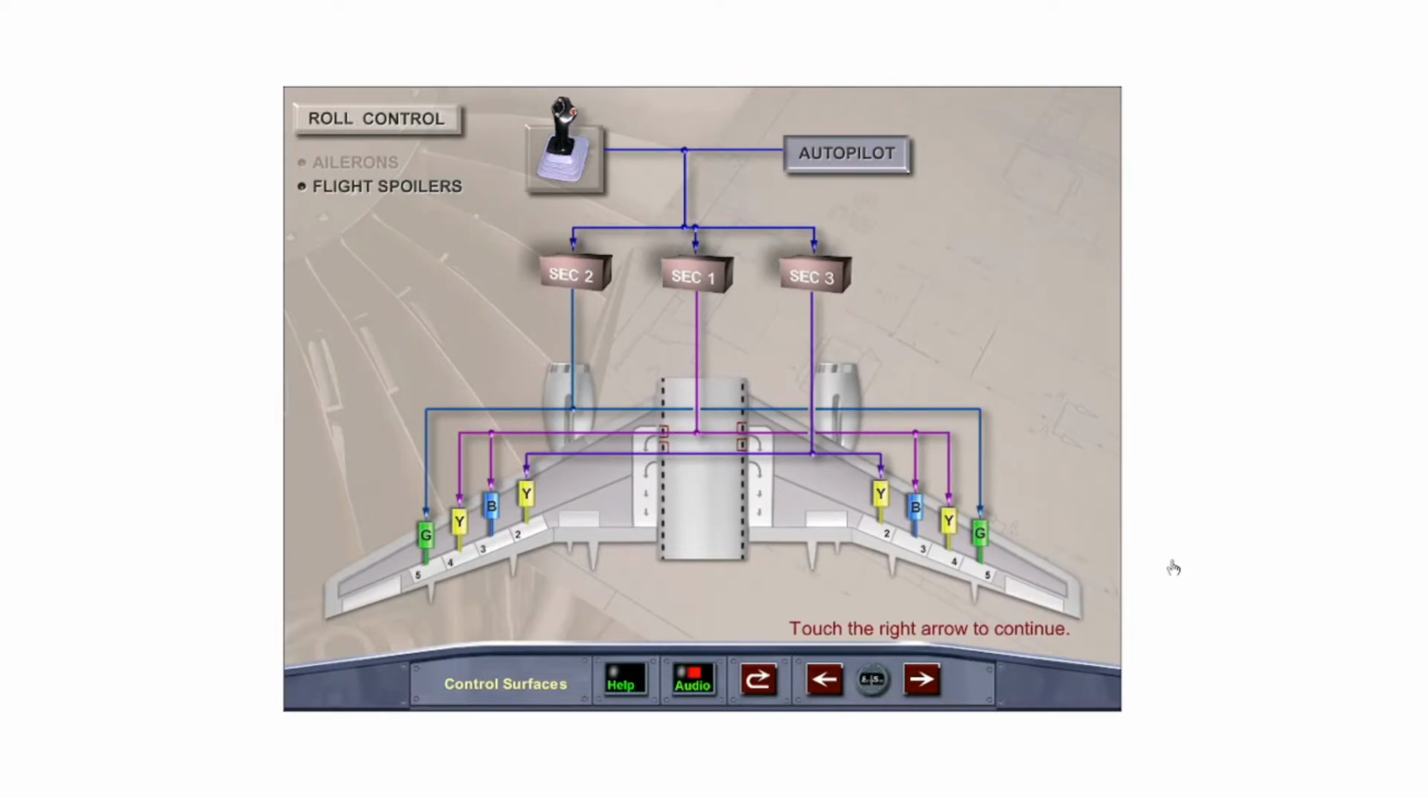Each spoiler panel is positioned by a single servo jack and is powered by a combination of one of the 3 hydraulic systems and one of the 3 SECs. If a SEC fails, control to its associated spoiler panel is lost and the spoilers are automatically retracted and hydraulically held down. If a hydraulic system failure occurs while a spoiler panel is extended, it will be blown down by aerodynamic forces.